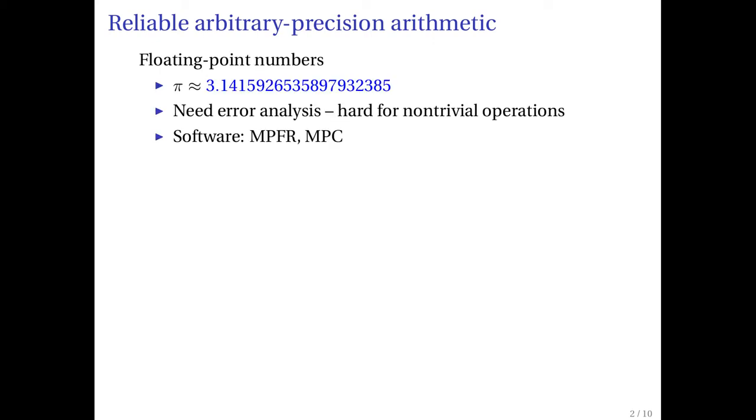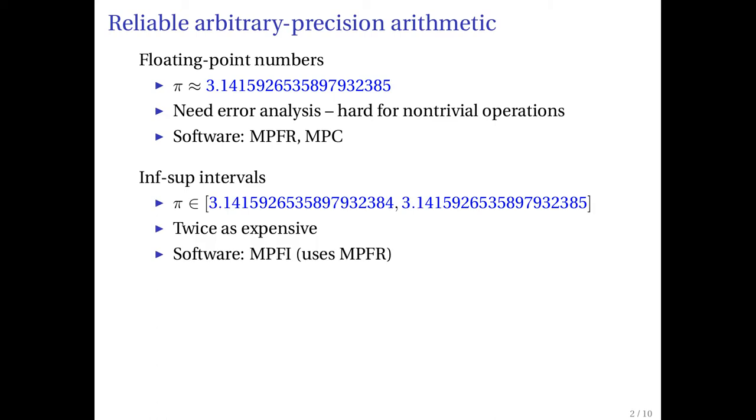There are a few approaches. The most common is floating-point arithmetic. The widely used MPFR library guarantees correct rounding for atomic operations. But we need to do error analysis for more complicated calculations, and this can be very hard.